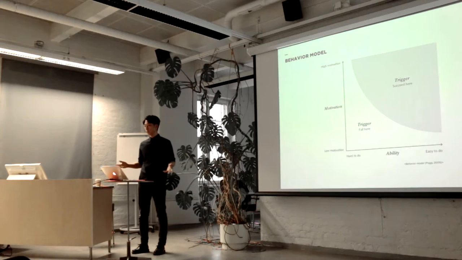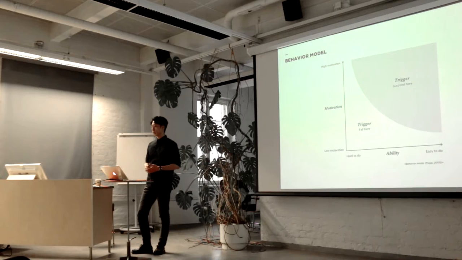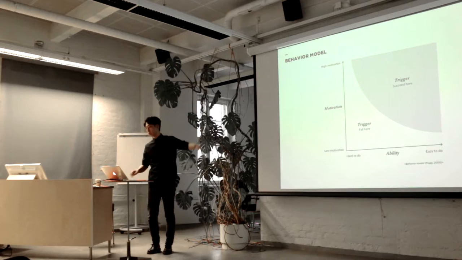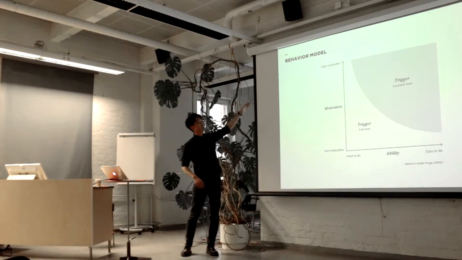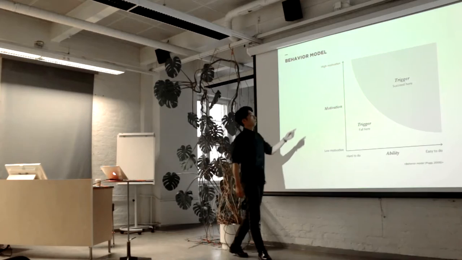In Fogg's behavior model, there are three elements making a behavior: motivation, ability, and trigger. Motivation is a desire or willingness to do something. Ability is the difficulty of a behavior or one's capability to do the behavior. Trigger is a cue making people finally perform certain actions. So when we see this graph, when the motivation is high enough, the ability is high enough, and there is a proper trigger at the right timing, the behavior happens in this gray area.